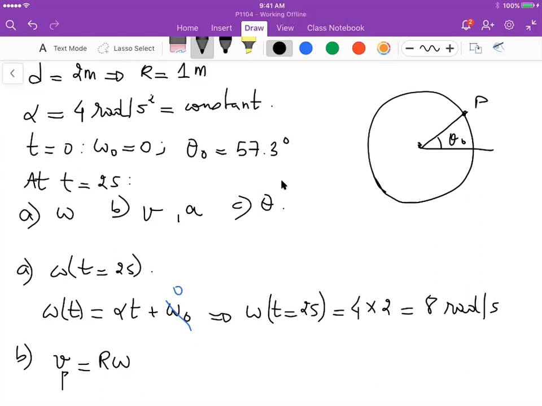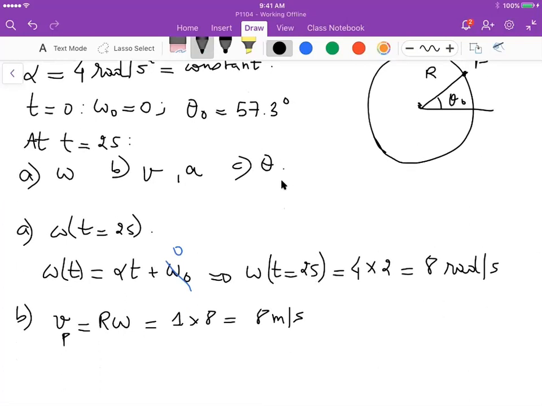Since the point P is located on the circumference, it is at a distance R, the radius of the wheel itself from the rotation axis, and therefore we can write down that V is equal to R multiplied by omega. So it is equal to the radius, which came out as 1 meter, multiplied by omega, which is equal to 8. That gives the value 8 meters per second. Okay, so this is about the tangential speed.